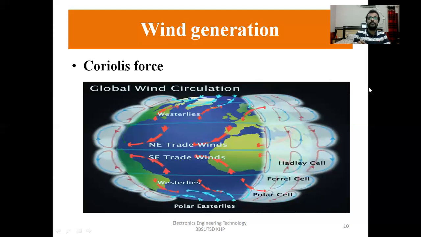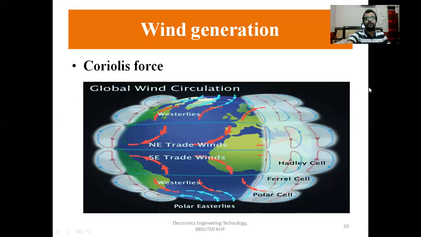The air accumulated in the upper atmosphere forms the subtropical high pressure belt and thus sinks back to the Earth's surface. So this type of change in pressure or the gradient is the reason that generates the wind. Okay.